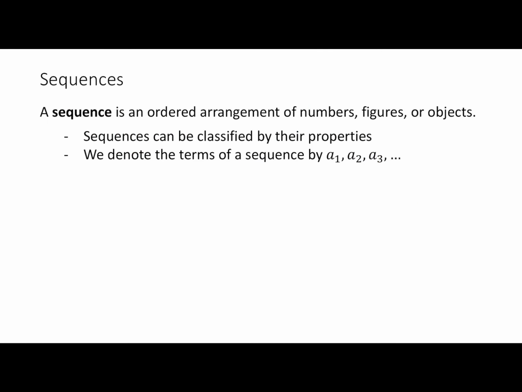All right, so what is a sequence? A sequence is an ordered arrangement of numbers, figures, or objects. We can classify them by their properties. We're going to call the terms of the sequence a sub 1, a sub 2, a sub 3. Notice that this is a subscript, not a superscript, so it should go below the a, not above. And that's just going to tell me the terms of my sequence.